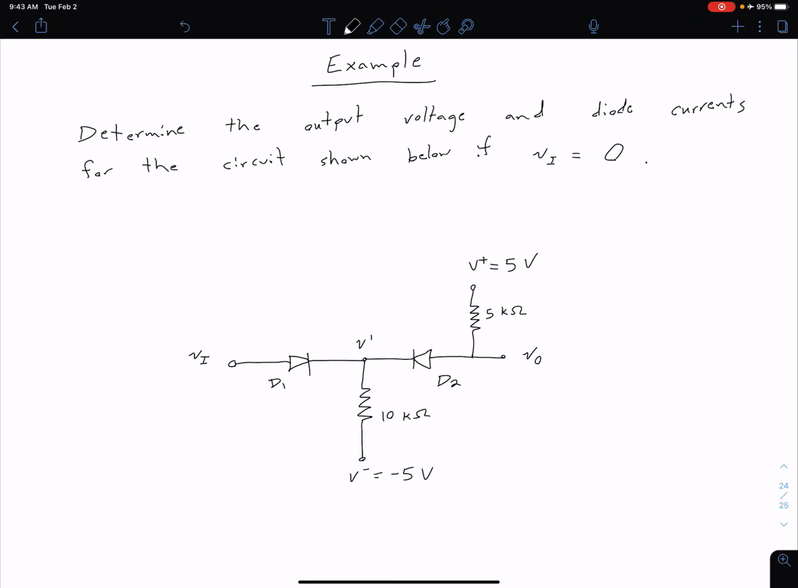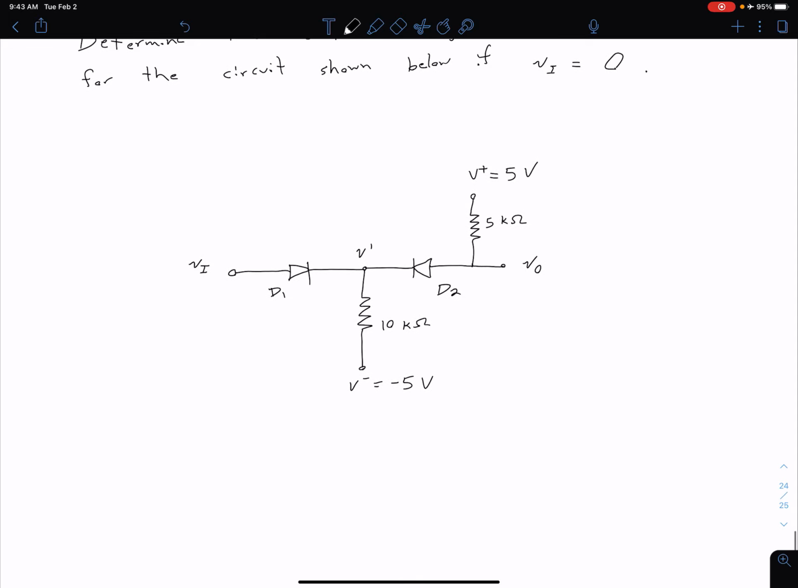Let's take another look at this example, but now with different assumptions at the start. We still want to find our output voltage and diode currents, but instead of making the assumptions we did in the previous video, let's look at this circuit and again try to make an educated guess. We see we have +5, which is indirectly connected to the P side of D2. So let's say D2 is on.